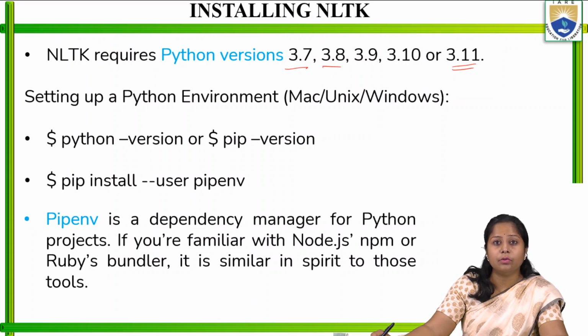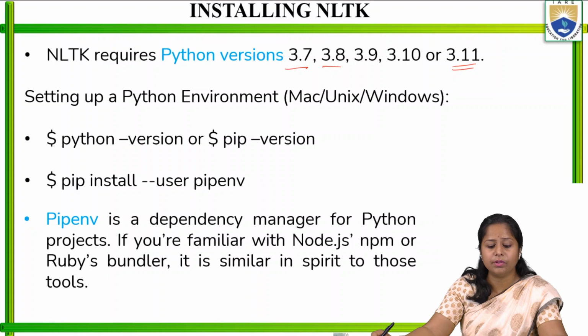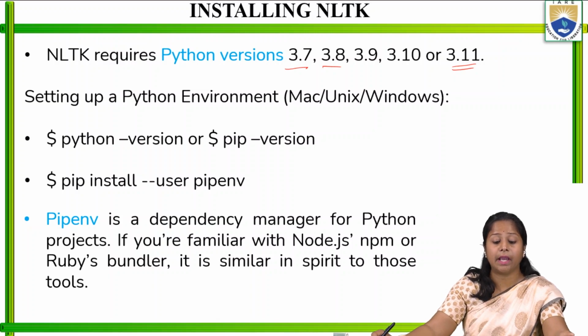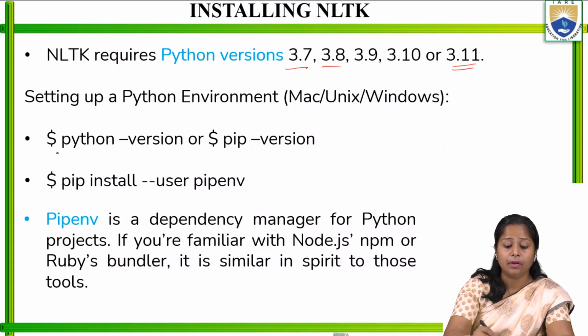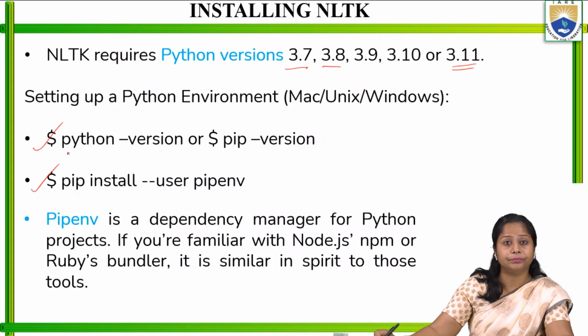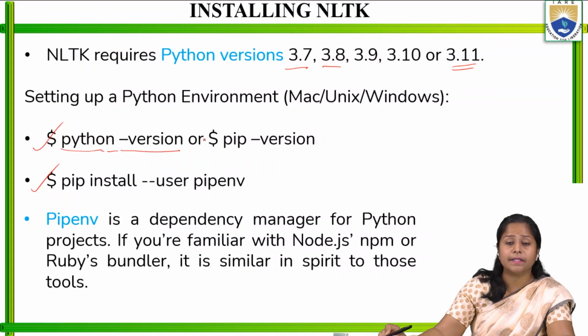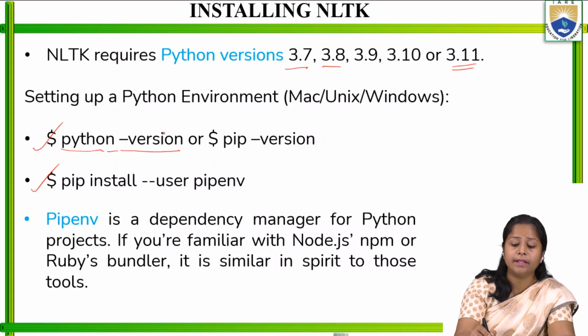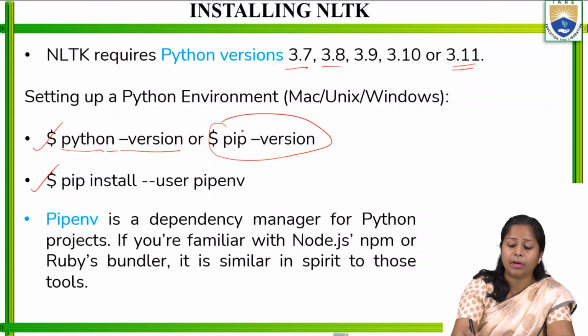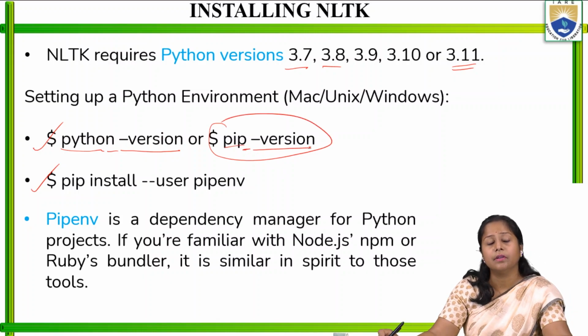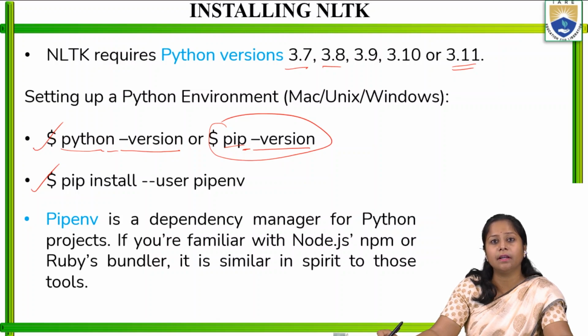After that, we need to set up a Python environment, which I will explain for Mac, Unix and Windows. So how to do that? We have to go to the command prompt of the system and write python space dash dash version. Or we can write on the command prompt pip space dash dash version. So there are two commands to check the version of our Python.